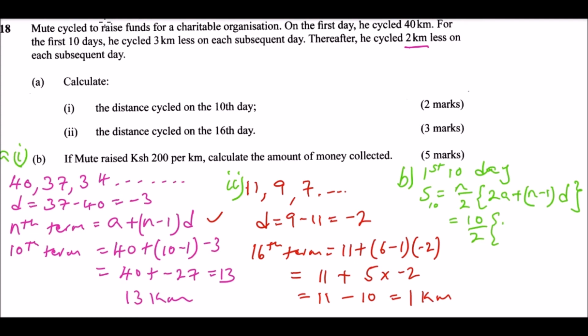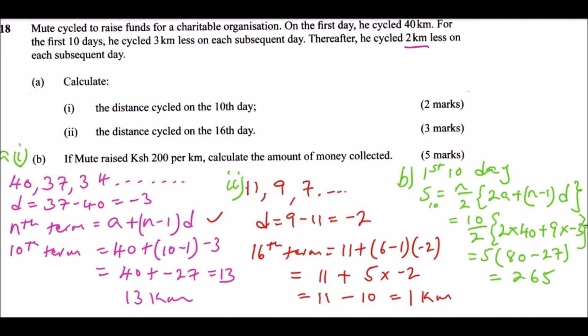Let's start with 2 multiplied by 40. Then we have plus 10 minus 1, which is 9, multiplied by minus 3. By doing that, you'll get 5 into bracket. This will be 80, and 9 times 3 is minus 27. That will give you the number of kilometers, which is 265. So that's how you get the first 10 days.